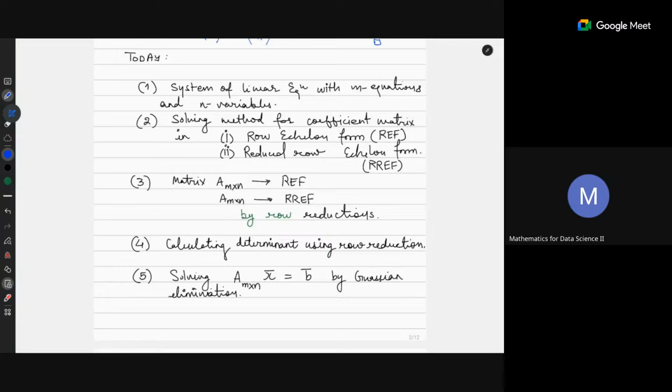So I will appreciate if you ask your question after raising your hand. All right, so you ask me whether it is m cross n. So you tell me, if it has m equations and n variables, then what will be the order of the coefficient matrix? M cross n, right.